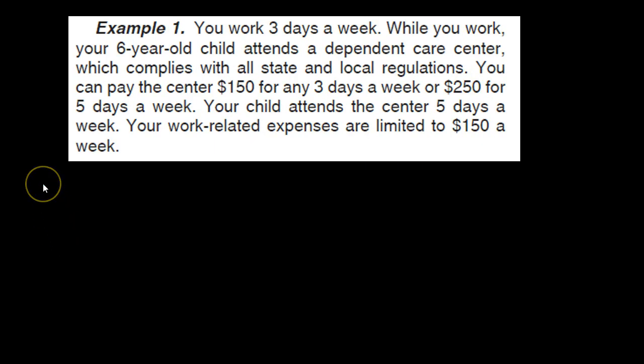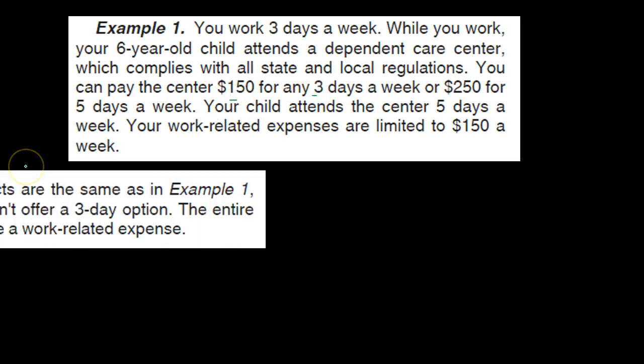Let's look at some of their examples here. Example 1, you work 3 days a week. While you work, your 6-year-old child attends a dependent care center which complies with all state and local regulations. You can pay the center $150 for any 3 days of the week or $250 for 5 days a week. Your child attends the center 5 days a week. Your work-related expenses are limited to $150 a week. So because it's for any 3 days, we're going to say it's the $150 for those 3 days because we work 3 days.